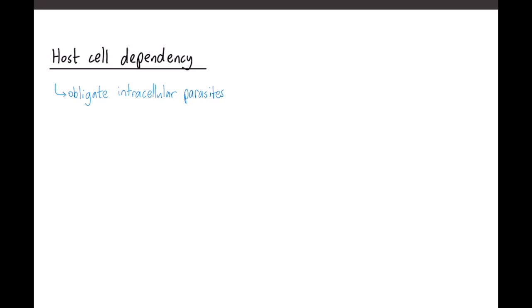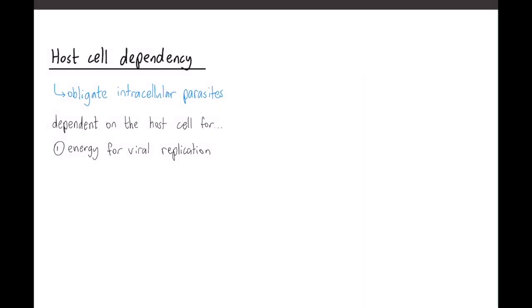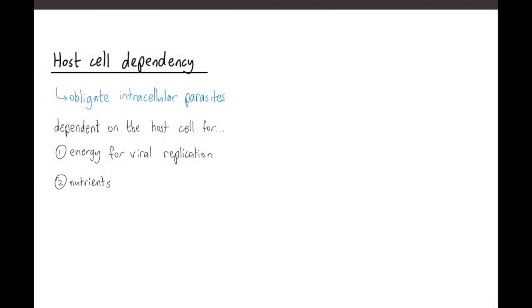For example, they are dependent on the host cell for energy for viral replication. They don't have their own source of energy, so they rely on what the host cell provides through respiration. Also, nutrients: they do not have the ability to obtain their own nutrients, so they rely on the host cell for the necessary building blocks that they need for replication.